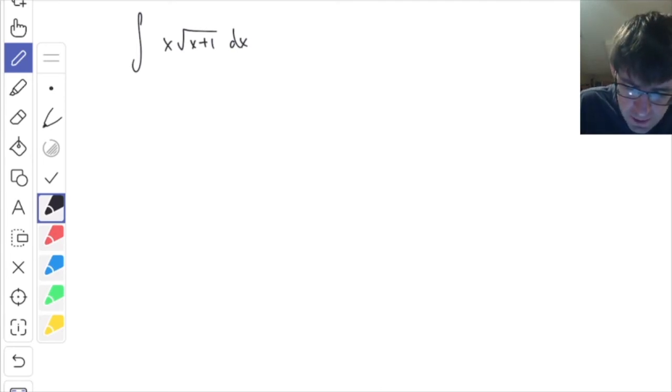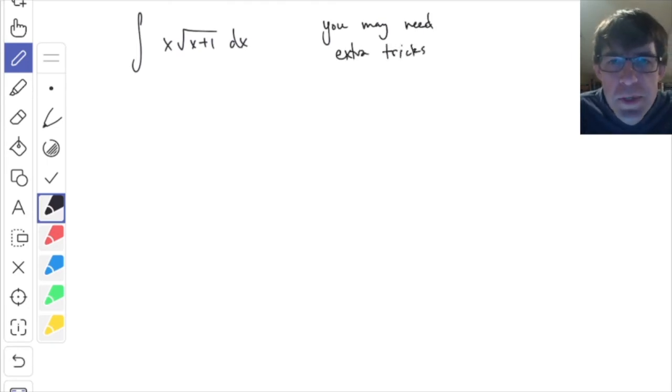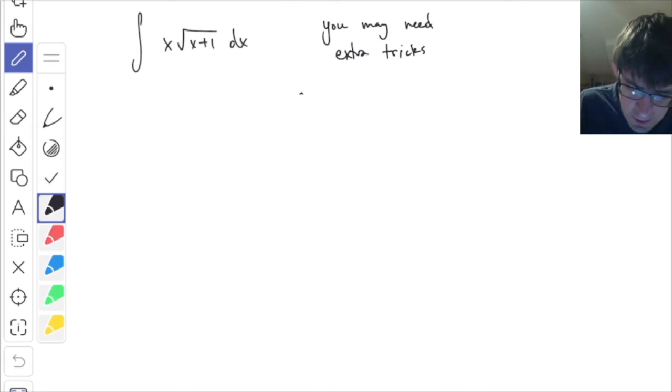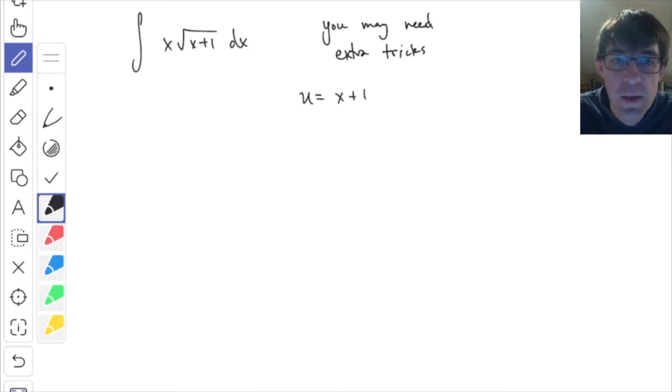But anyway, my strategy here is, this isn't much of a strategy. You may need extra tricks. And this can be tricky. From example to example, you may have to improvise a little bit to make it work. But they're all kind of similar. Anyway, what we're going to do in this case is you still choose the u to be the inside. So that's not the issue.